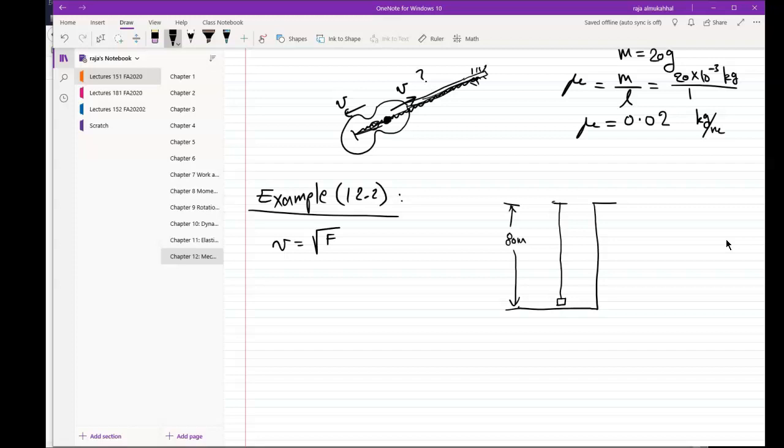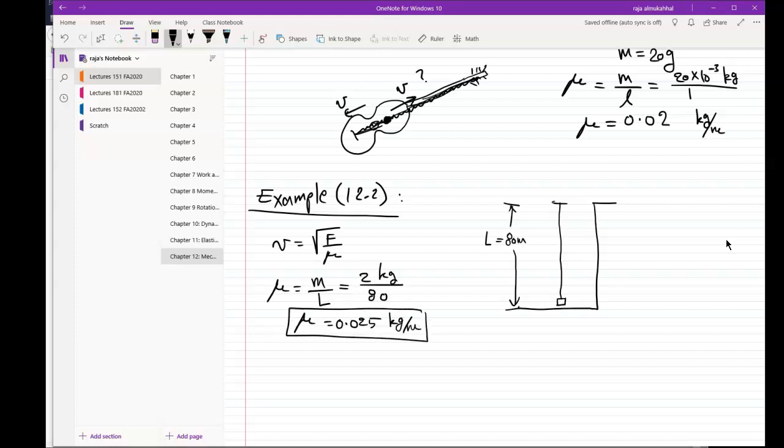Okay, so first thing I need to do, I know that the velocity is the square root of F over mu. So the first thing I need to do is find mu. Mu is what? Mass over length. The length is given to us right there. The mass, he says, is 2 kilograms. Is that right? Look at my hard copy. Yes, it is. So 2 kilograms divided by 80, and from there I get mu equal to 0.025 kilogram per meter. There we go. That's the linear density of the rope.